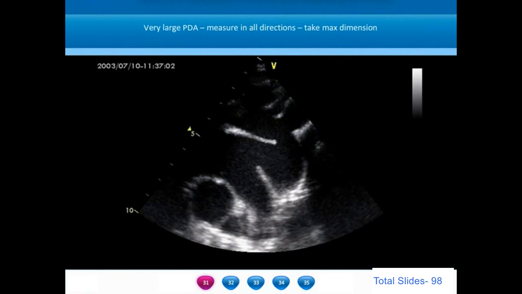Some of the ductus may be very large. The dimension of the ductus may be even larger than the isthmus of the aorta. We need to measure the ductus in all the dimensions, in all the directions, including the parasternal ductal view and the suprasternal ductal view, and take the maximum dimension of the ductus to decide on the size of the device that is going to be used.